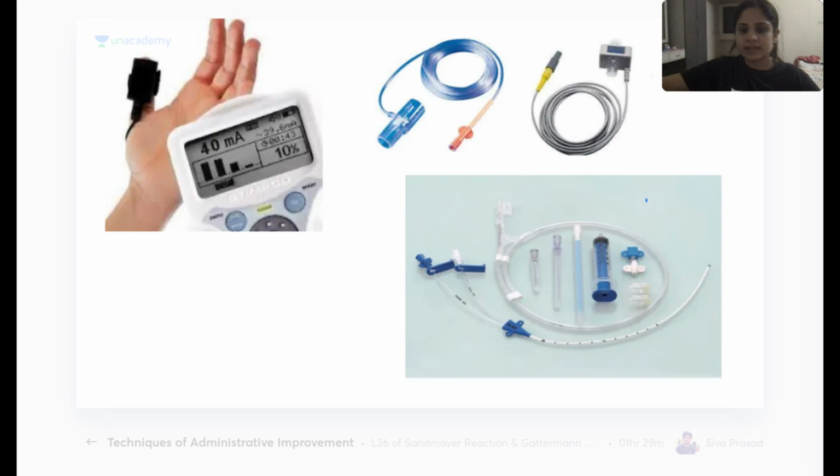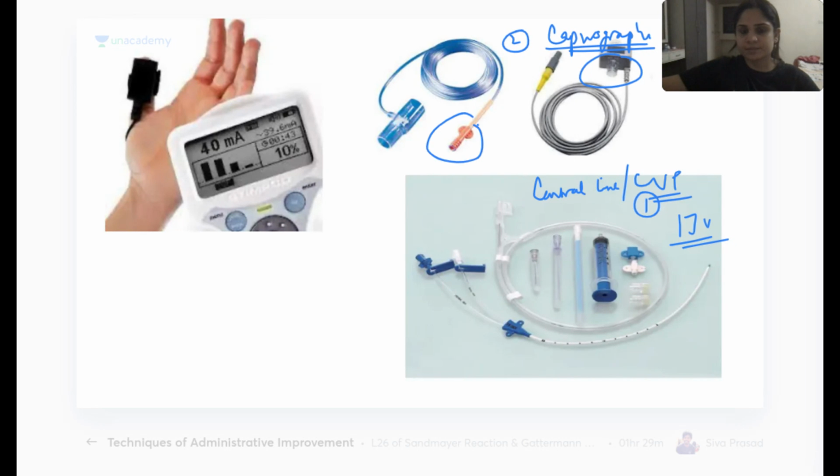This monitor, can anyone identify for me? Number 1, you must have seen this. It's inserted here in the IJV. What is this monitor? This is my central line. Okay, central line, or it is also called CVP monitoring, central venous pressure monitoring, mostly put in the internal jugular vein. What is this second monitor that I'm seeing over here? Any idea? This is my capnograph. It is used for measuring my EtCO2. From here, it will measure the EtCO2 from this end.